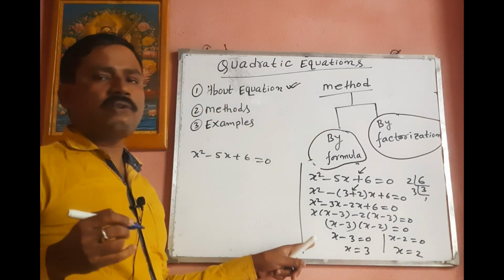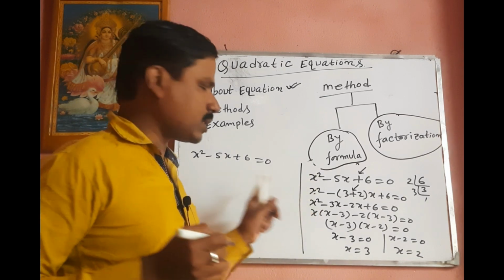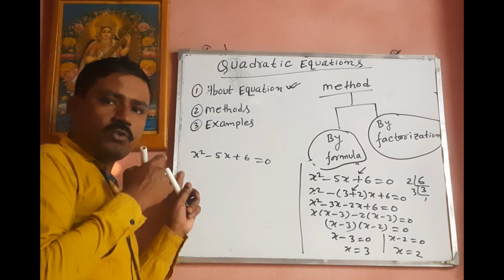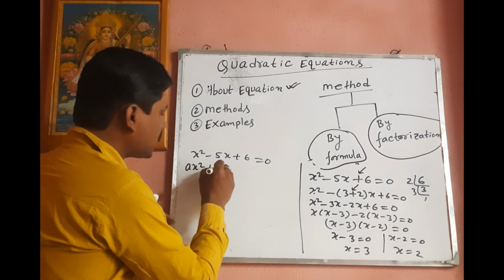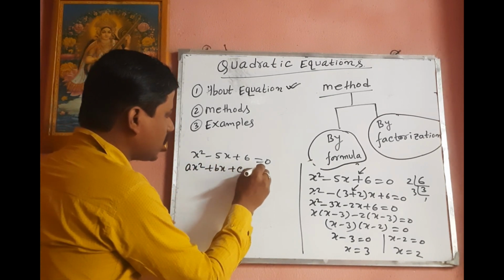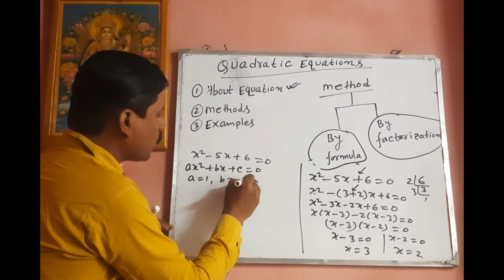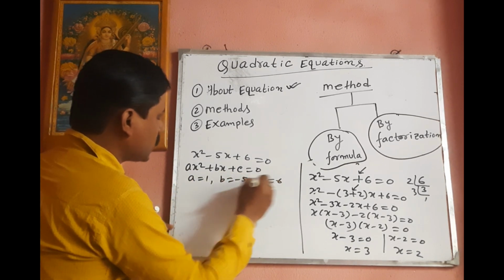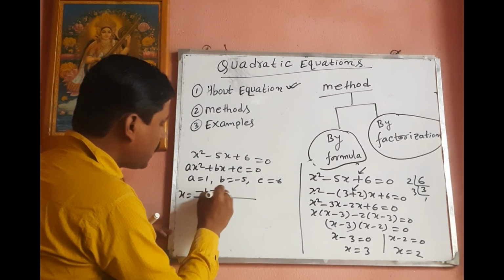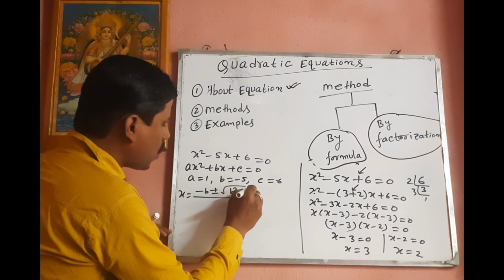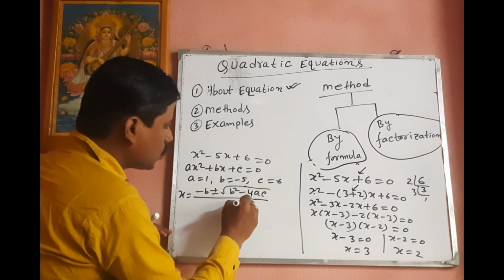So this is a factorization method to solve this kind of equation, quadratic equations. And now we are using the formula, that is ax square plus bx plus c is equal to 0. Here a is equal to 1, b is equal to minus 5, c is equal to 6. Then x is equal to minus b plus minus root under b square minus 4ac divided by 2a.